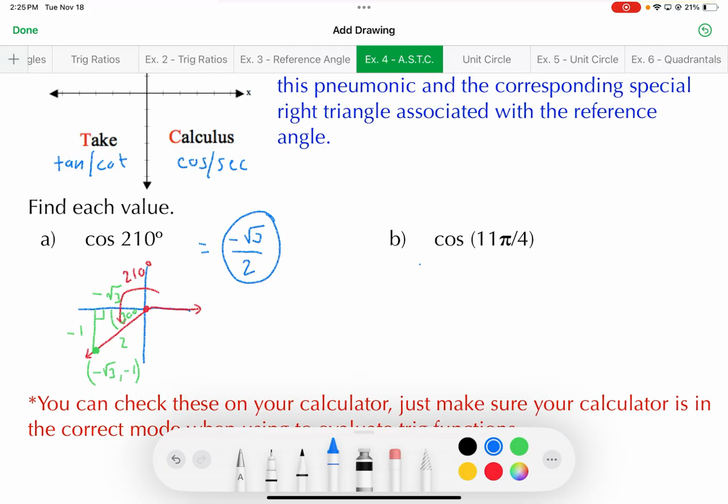Okay, cosine of 11 pi over 4. Okay, sometimes students struggle with radians. Well, if you need to, go to degrees. What's 11 pi over 4 in degrees? Well, 10 times pi over 4 would be 10 times 45. That's 450. Add on another 45. That would be 495, right? Okay, so if I were to draw that out, that would put me into the second quadrant.